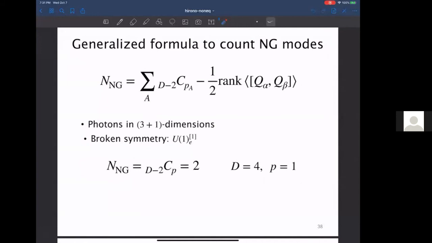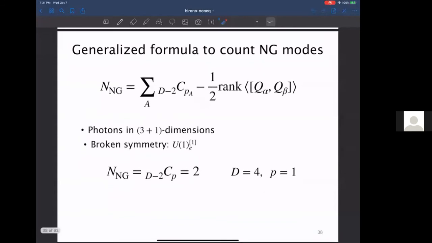Then, let us look at some very simple examples. In the case of photons in 3+1 dimensions, which is our current world, the broken symmetry is a U(1) one-form symmetry. Using this formula, if we plug in 1 here and D = 4, then we get the number 2, which is basically the same as the number of physical photon polarizations that we are observing in our daily life, I guess.